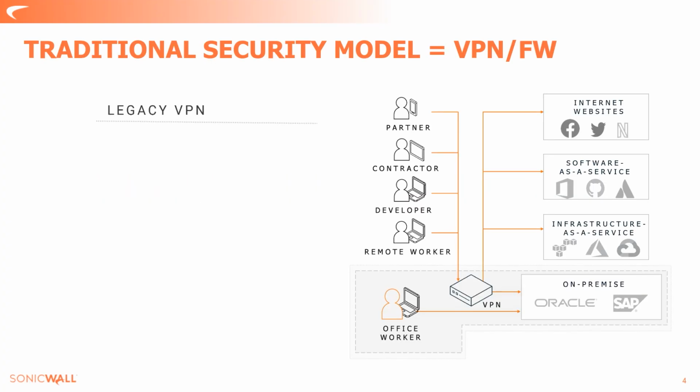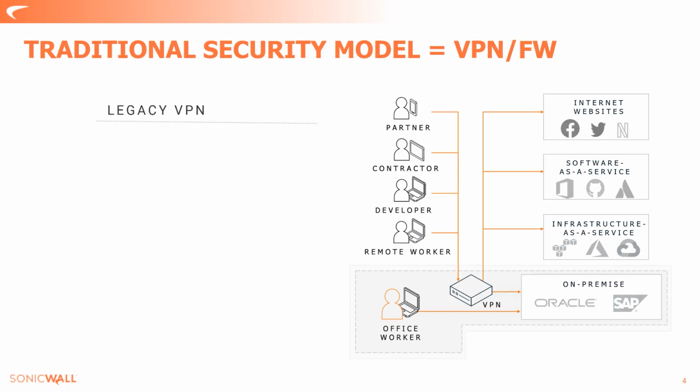So historically, a security model for an organization was built around a firewall and a VPN. So if you are in the office, you got access to your internal resources. And if you left the office, you turned on a virtual private network or a VPN to connect to those resources. It was a pretty simple model.